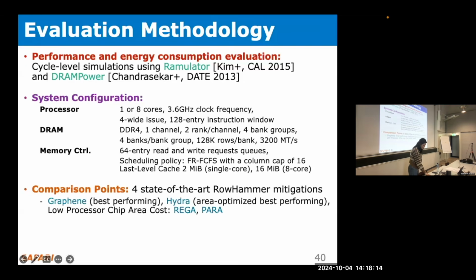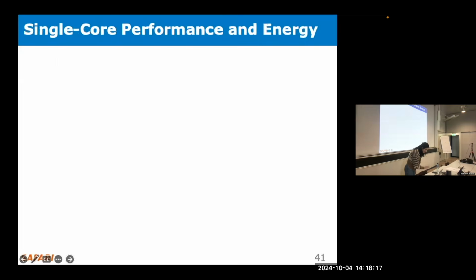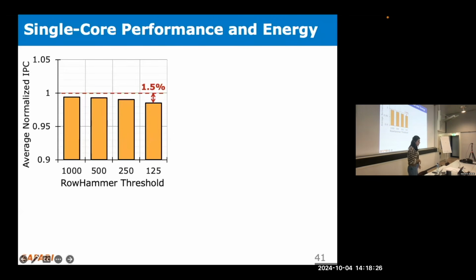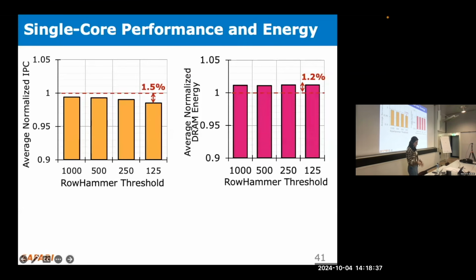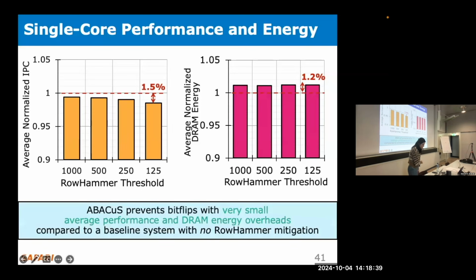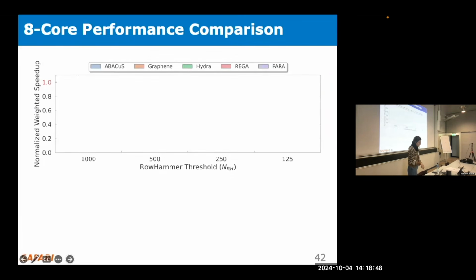So this is pretty much the same as the one I showed you earlier. And let's move on to the single core performance and energy overheads of Abacus. We show here the system throughput on the y-axis across all single core workloads for the RowHammer thresholds that are in the x-axis. And the higher the bar here is, the better. And this is the DRAM energy overheads. A smaller value is better here. And we conclude that Abacus prevents bit flips with very small performance and DRAM energy overheads compared to the baseline with no RowHammer mitigation. And this is the 8-core performance comparison of Abacus against these state-of-the-art mitigation techniques.